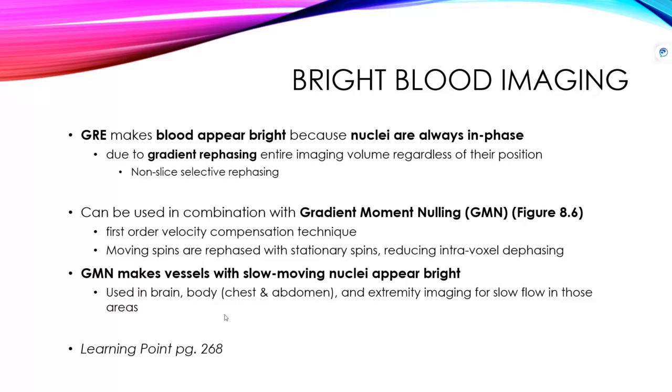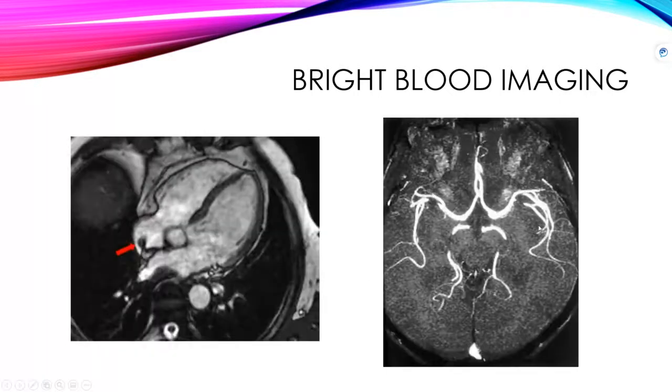So you can use everything in your toolbox to make your image as beautiful as possible and to make up for all those little things that might come up, like dephasing, spins, intravoxel dephasing, etc. So you could use a sat band plus gradient moment nulling and have a really nice signal. So we use gradient moment nulling in brain, body, and extremity imaging. Really, you use all of these in all of the areas of the body.